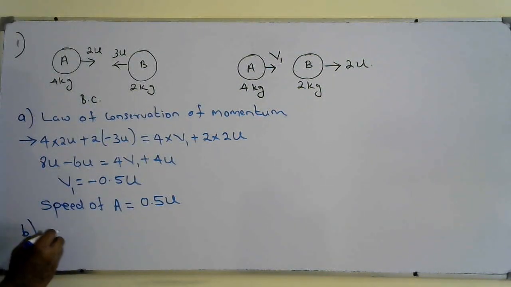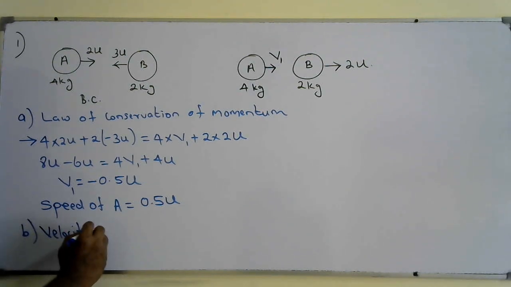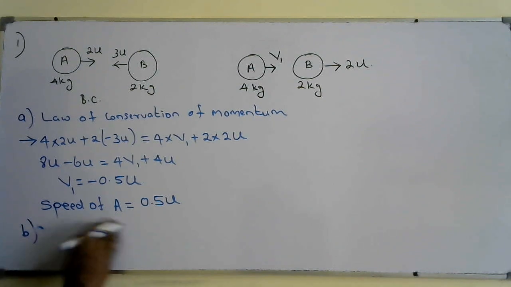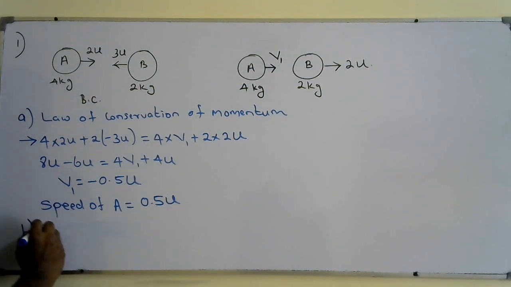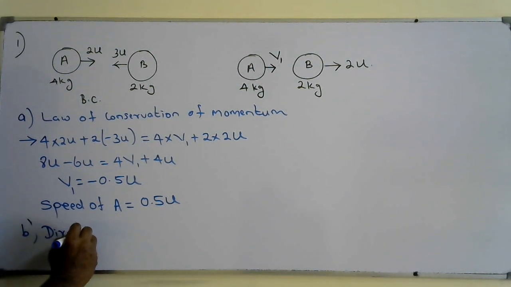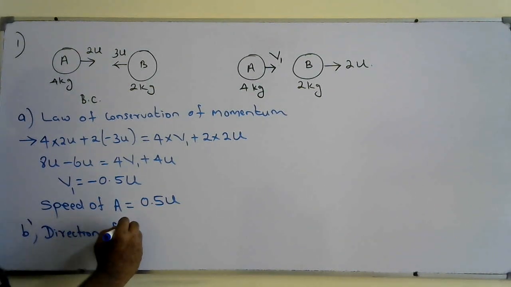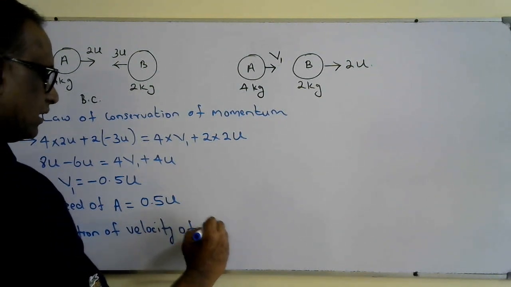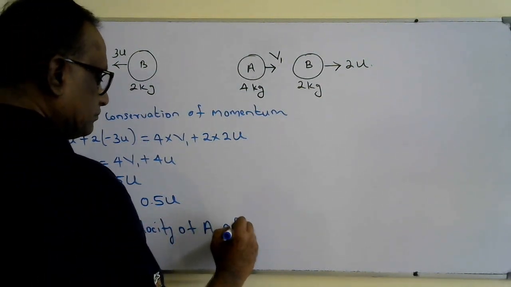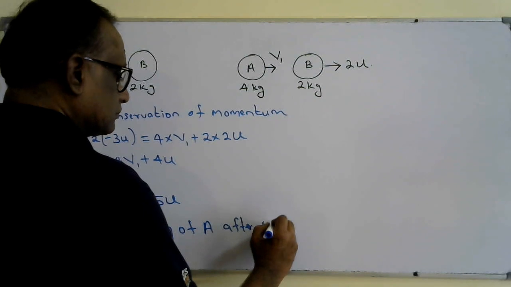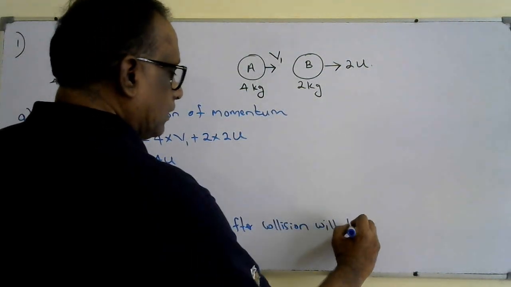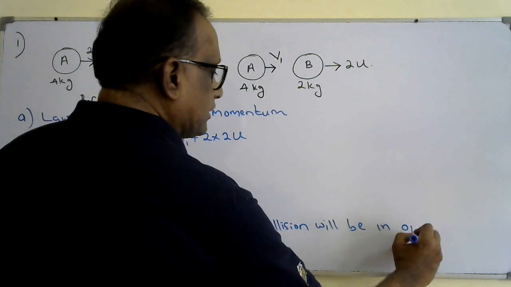So after collision, the direction of velocity of A after collision will be opposite to the initial direction.